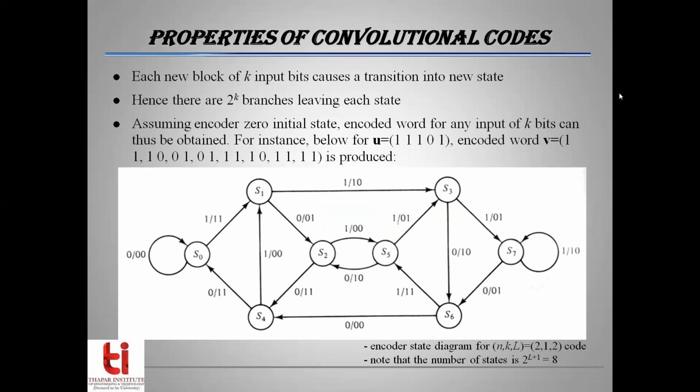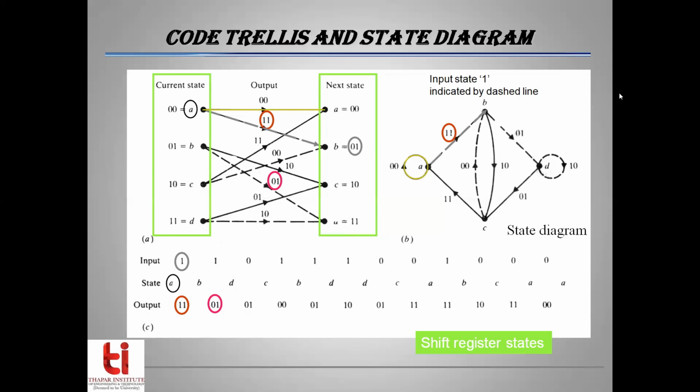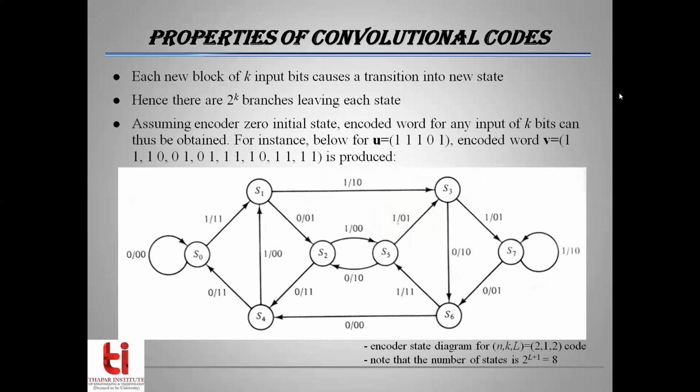Now the properties of convolutional codes need to be discussed. Each new block of k input bits causes a transition into new states. If I go back to this trellis diagram, each bit is causing the current state to move on to the next state. So if we are considering that in a block of input there are k input bits, it causes a transition into a new state. So there are 2 raised to power k branches leaving each state if we are going to draw this code tree. Assuming the encoder has zero initial state, the encoded word for any input of k bits can be obtained.